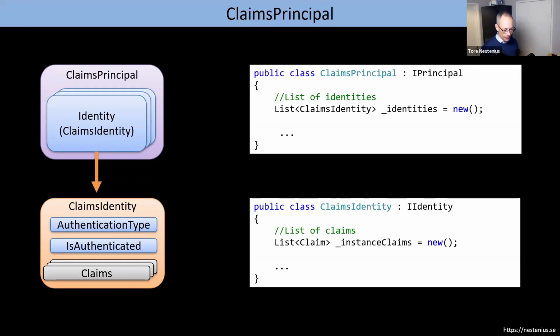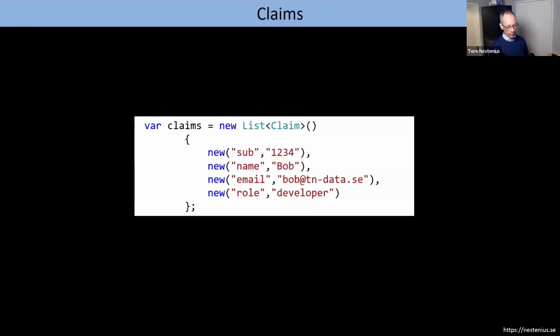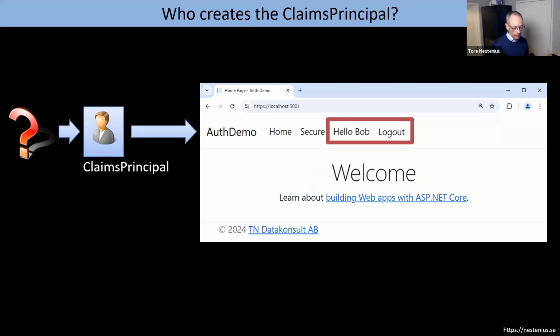And the question is, what is a claim? Well, the claims are the facts about you as a user, or facts about how you authenticated, or facts about your roles and what you maybe want to have access to. Claims in OpenID Connect and authentication are just a set of key value pairs, a name and a value. Like in this example, you have your subject, you have a name, an email, and a role. They are all claims that we can then display on the page or use when we do authorization. So then the question is, who creates the ClaimsPrincipal object for us? Someone has to do it.